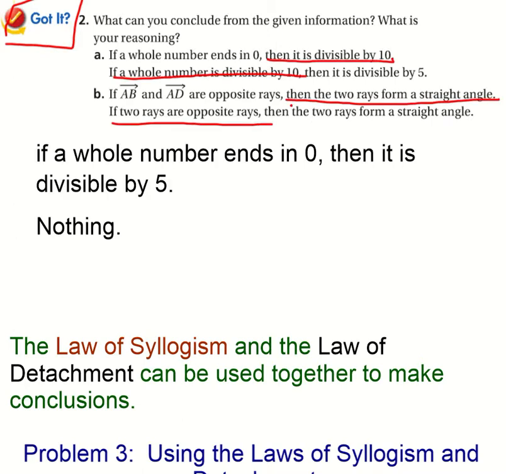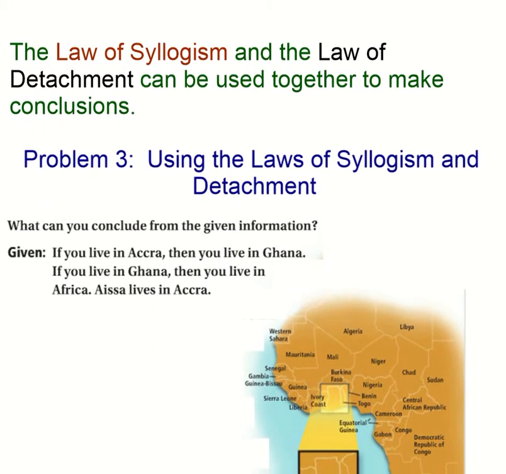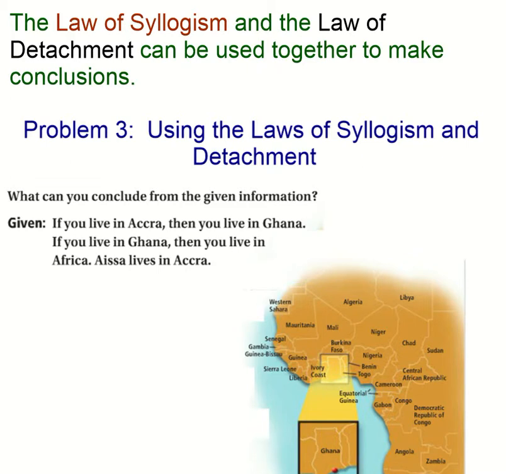All right, if you take a look, the conclusion then became my hypothesis in that first one. If a whole number ends in 0, then it is divisible by 10. If a whole number is divisible by 10, then it is divisible by 5. So I can say if a whole number ends in 0, then it is divisible by 5. However, in the next statement, my conclusion did not become my hypothesis in the second statement, so I cannot say anything about that. So using the law of syllogism and the law of detachment, we can make conclusions about different things.